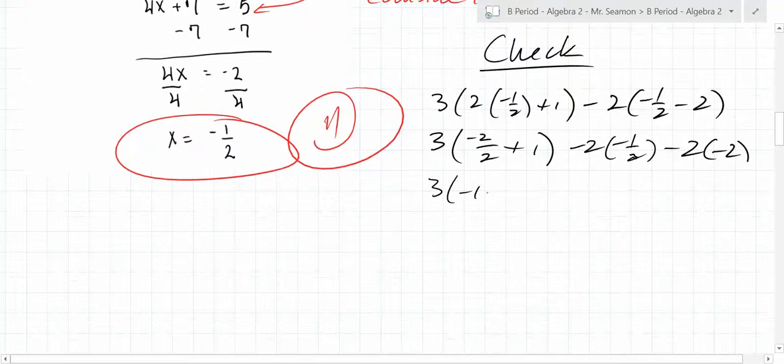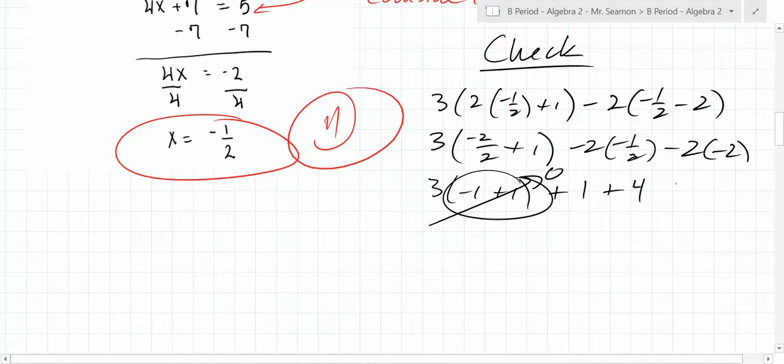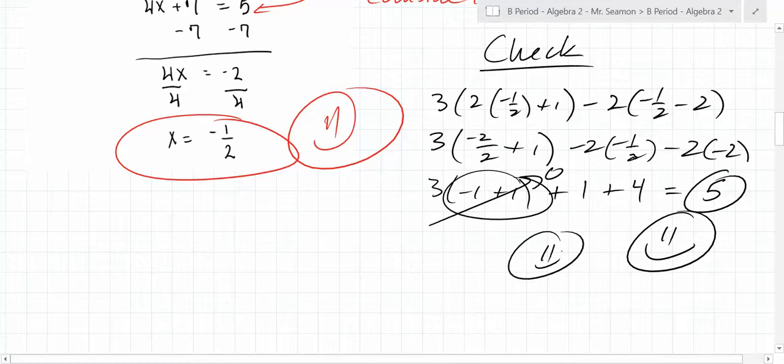Okay, 3 times negative 1 plus 1. And then what's negative 2 times negative a half? Plus what? Plus 1. And then what's this? Negative 2 times negative 2. 4. What does this become? 0. So that comes out to be 5. So does it check? It sure does. Yay! 2 smiley faces. It does check.